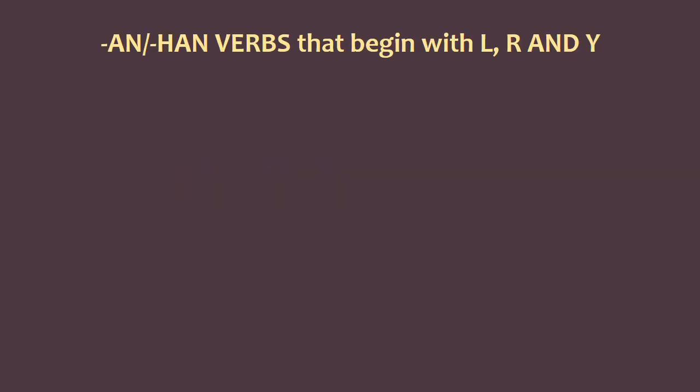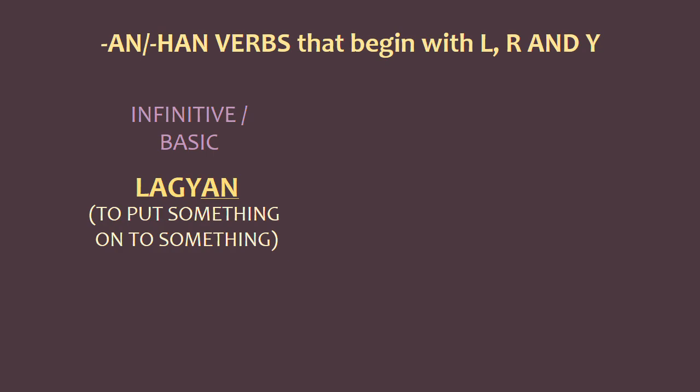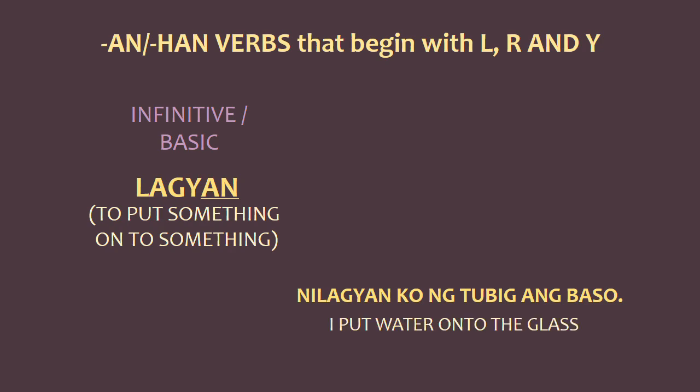Okay, now for an verbs that begin with L, R, and Y. For our first example, we have lagyan, to put something onto something. Like, nilagyan ko ng tubig ang baso. I put water onto the glass. So you place or you put a thing to another thing.